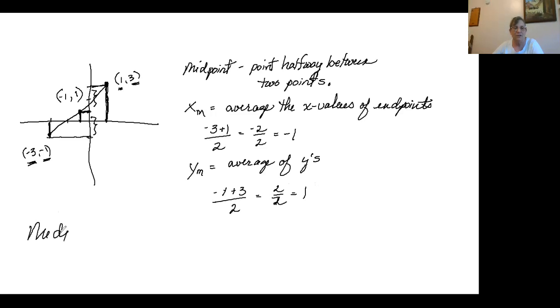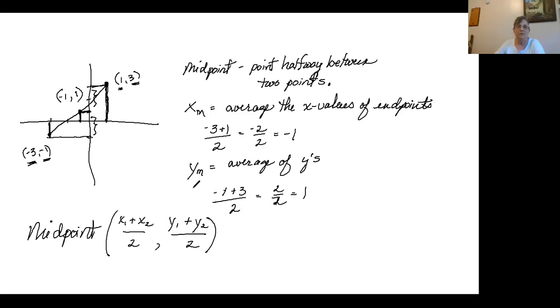Your formula to get a midpoint between 2 endpoints is always to take the 2 x values, add them together and divide by 2 to get the x value, and take the y values, add them together, divide by 2 to get the y value. So this is how you get a midpoint between 2 points. The distance formula is a lot more complicated.